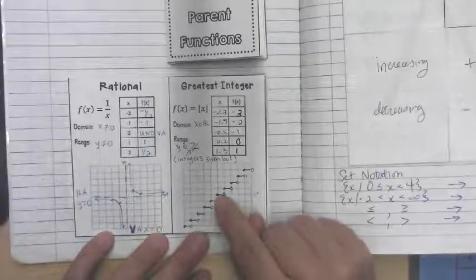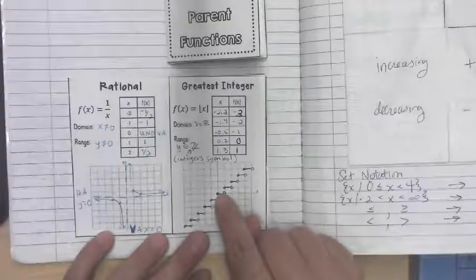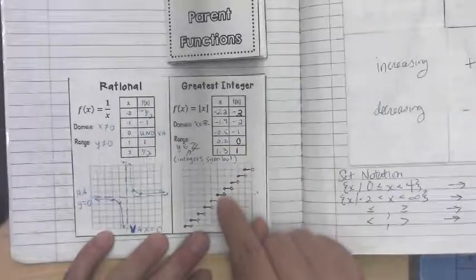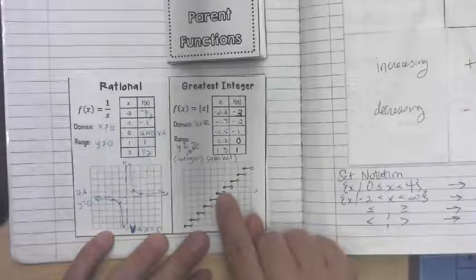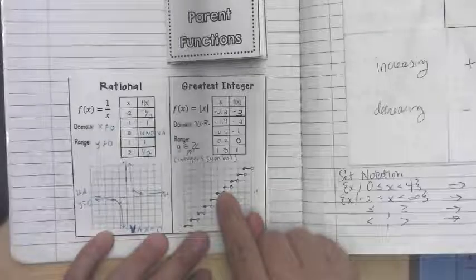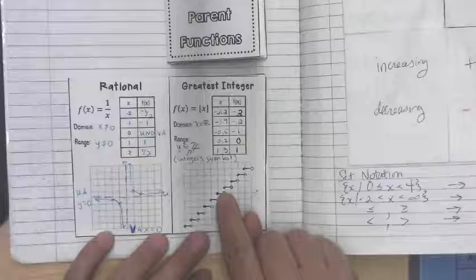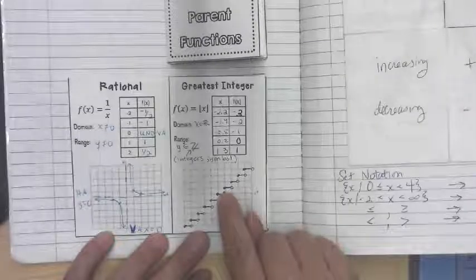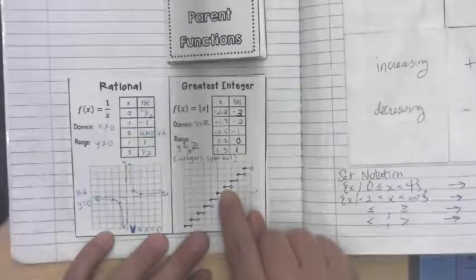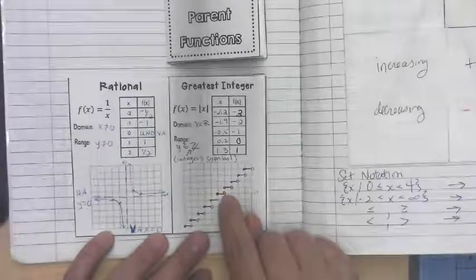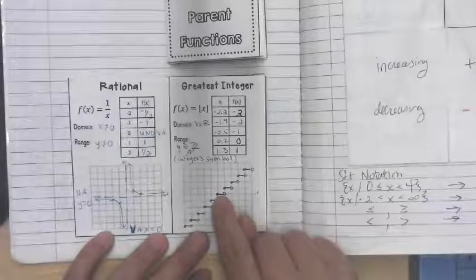So if this is the origin here, let's say I did the 0.2 one here. So here's the origin, 0.2 is here. And you'll notice that it rounded down to 0, so therefore I'm going to plot 0.2, comma 0. That's going to be true for 0.9, 0, 0.1, 0.